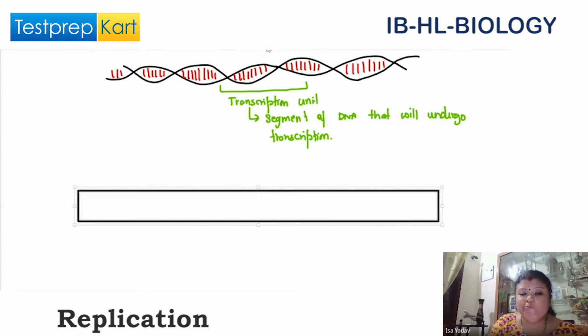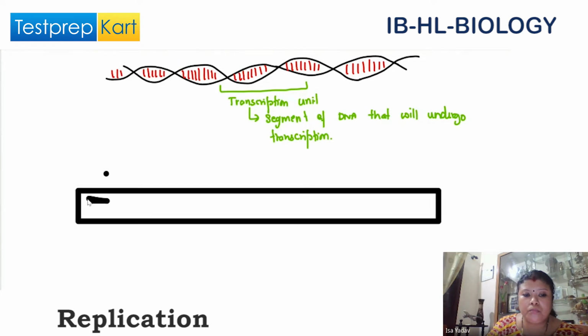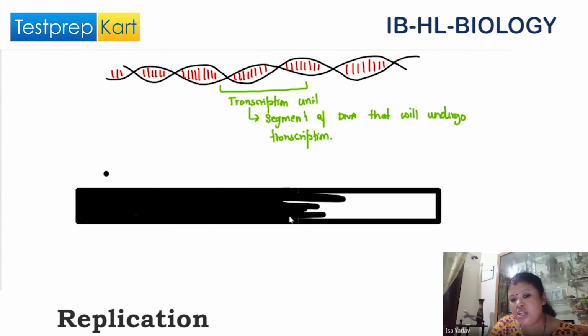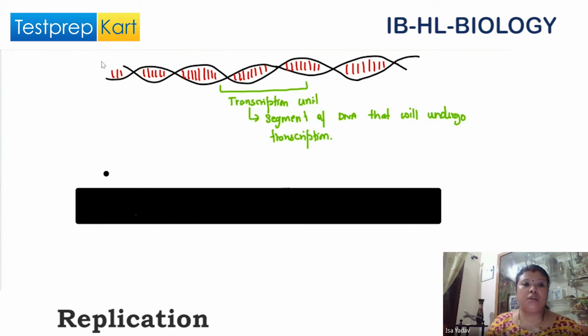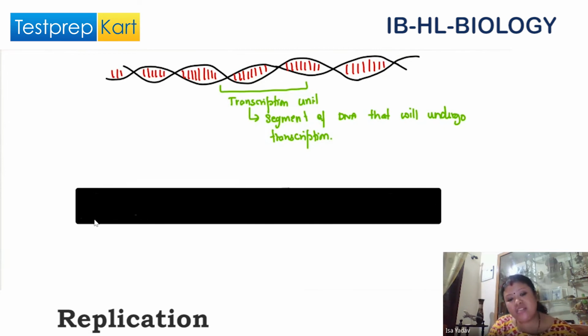So we'll color this so that we can easily see it. We are going to shade the structural genes and those genes which help us understand where the process of transcription will begin. So this is a transcription unit. This is a segment of DNA. The segment of DNA consists of this section, this section here, and this section here.